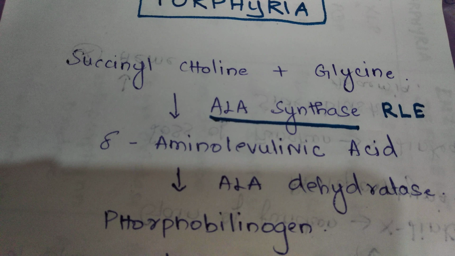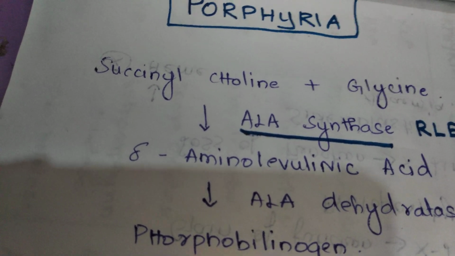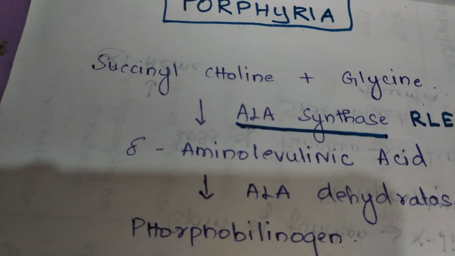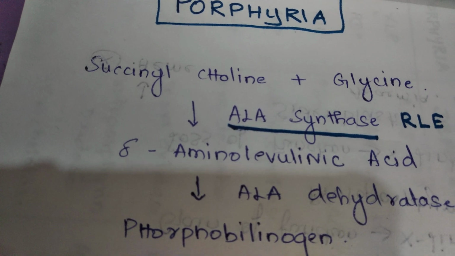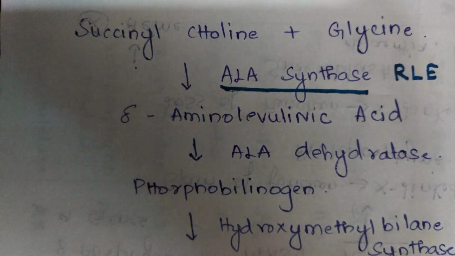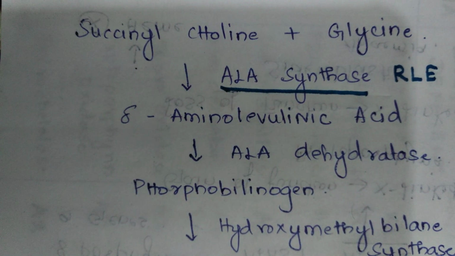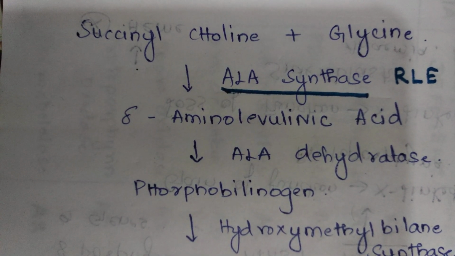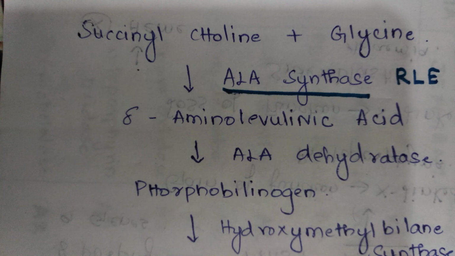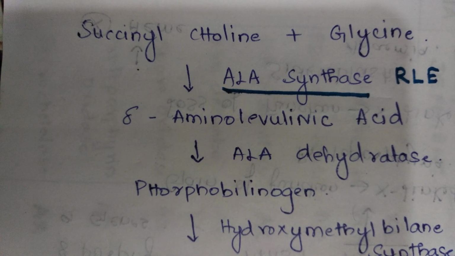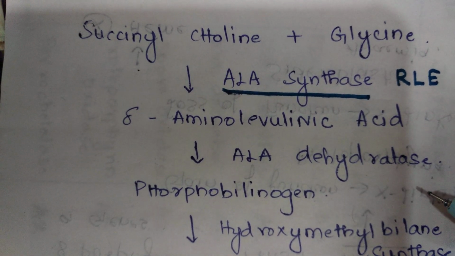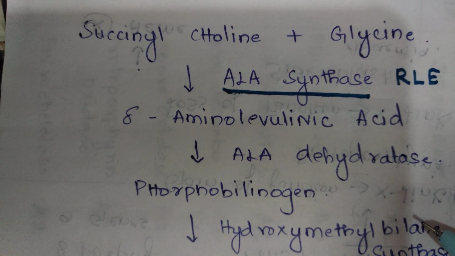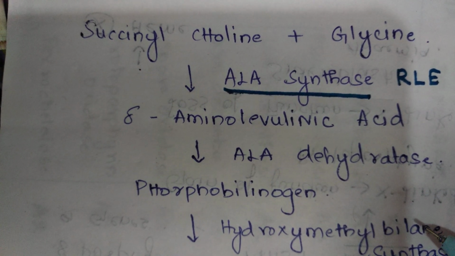So what are the starting materials for heme synthesis? We have succinyl CoA, which is coming from the TCA cycle, and we have glycine, which is an amino acid. Succinyl CoA and glycine combine to form delta aminolevulinic acid in the presence of, first as I said, synthase. So here comes the enzyme ALA synthase. Followed by this, delta aminolevulinic acid is dehydrated by ALA dehydratase to form porphobilinogen.